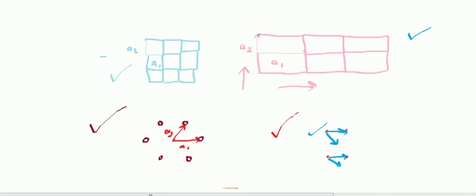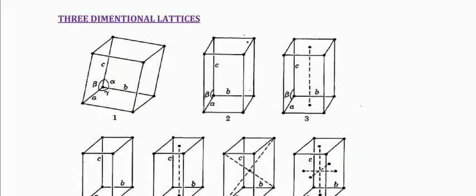There are lattice points here, there will be lattice points here, and there will be an extra lattice point here. If you draw it, then you will get the centered rectangular lattice. This part I'm drawing is the centered rectangular lattice. Agreed? So these are the various forms of lattices in 2D.